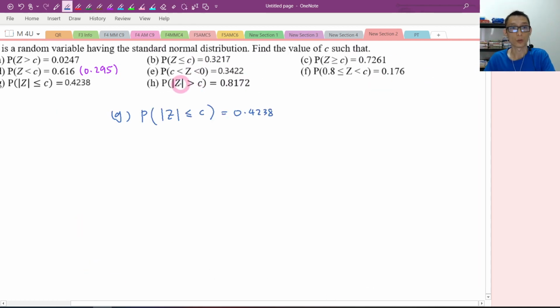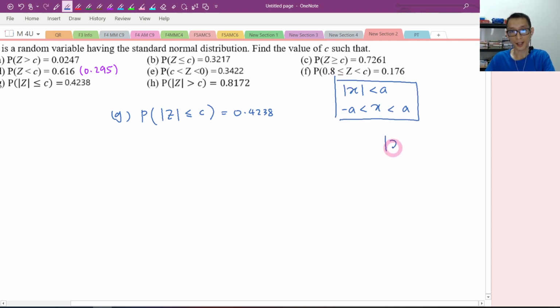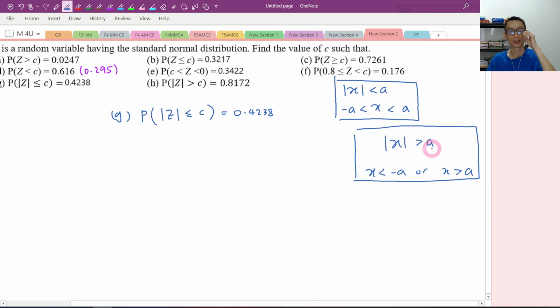This time involves the modulus sign, so you have to remember this. Let's say modulus x is less than a, then x is greater than negative a and less than a. First situation, if you have modulus x is greater than a, it will be x less than negative a or x is greater than a. This you learned in Form 4. I hope that you still remember this one.